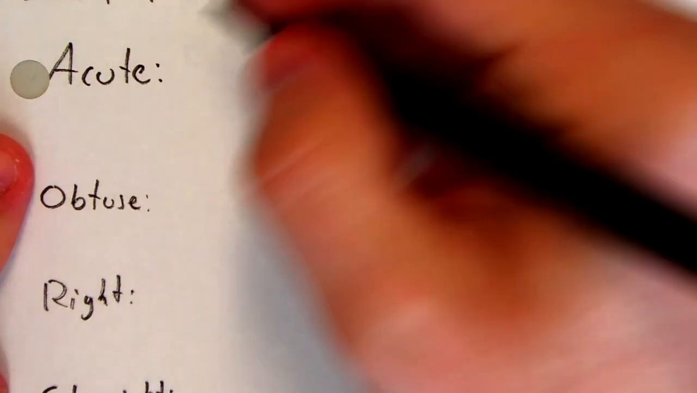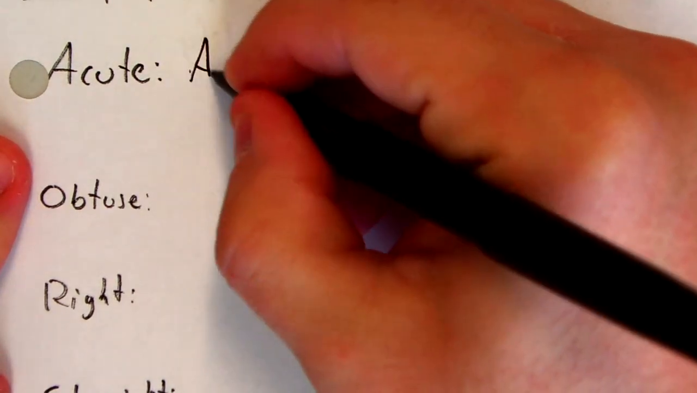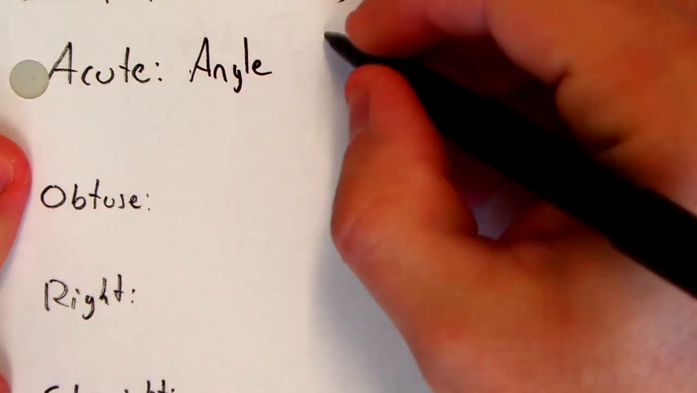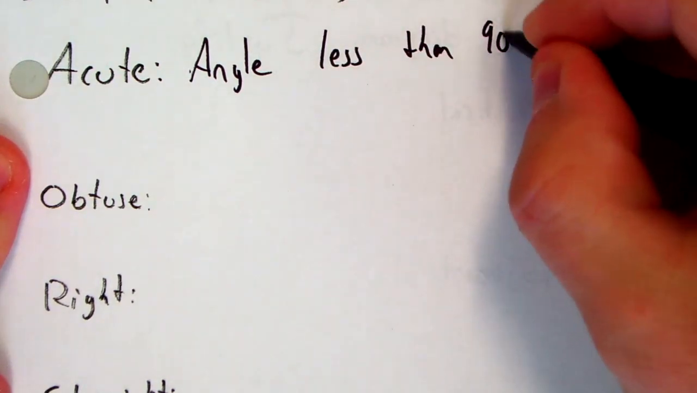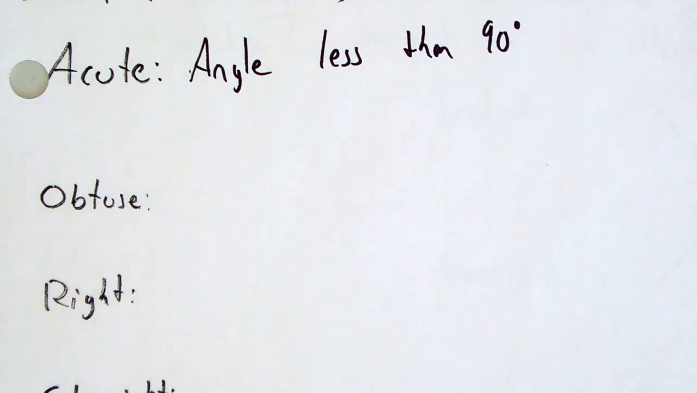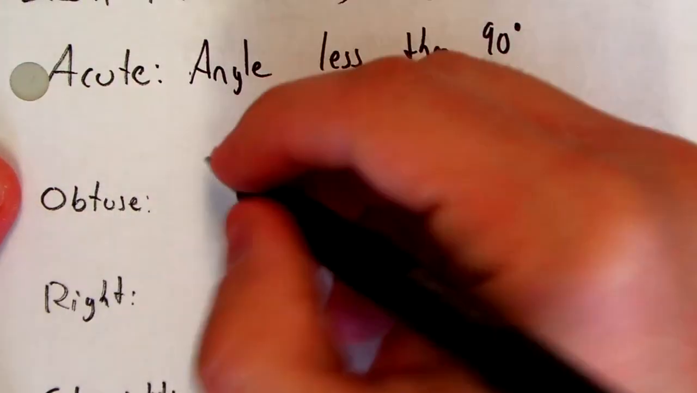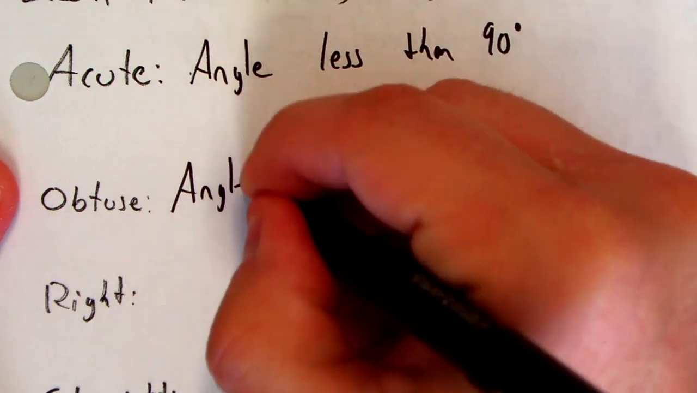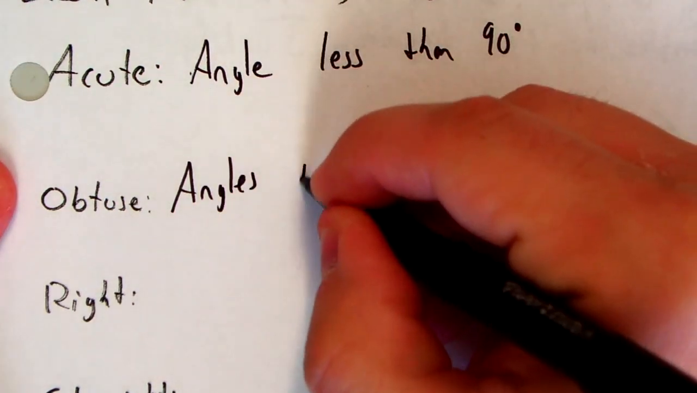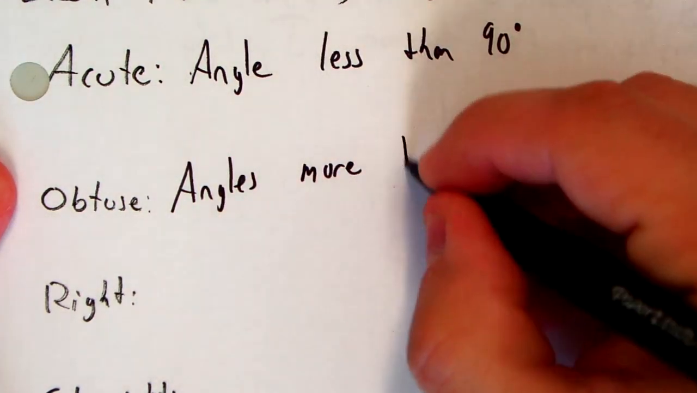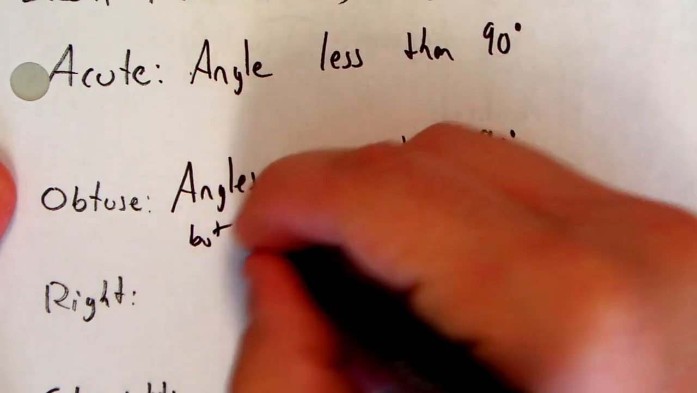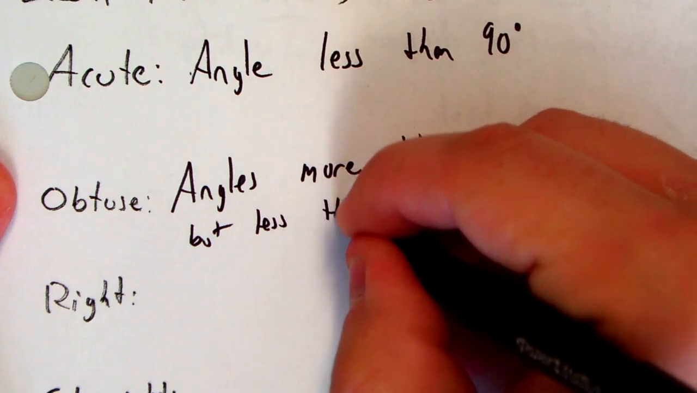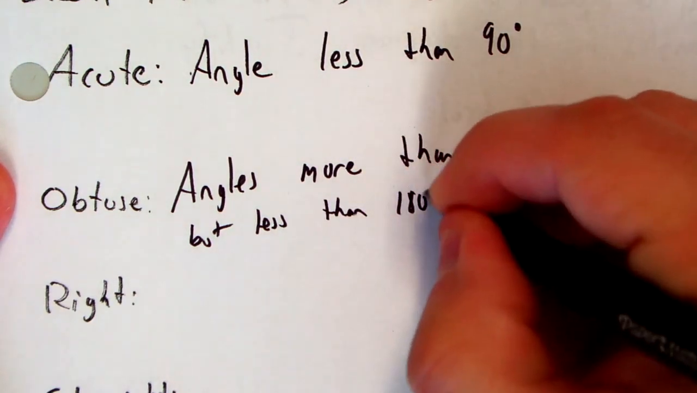This is an angle less than 90 degrees. Those are acute angles. Obtuse angles are angles more than 90 but less than 180. So like 120 would be an obtuse angle.